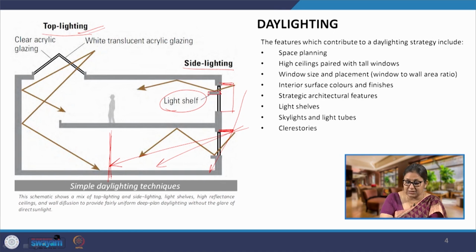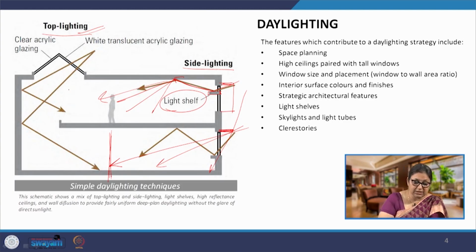So, what we can do there is we can have some features such as this light shelf. We will come to the light shelf in detail in further slides, but what we are really seeing is that we are reflecting the direct incident light to the ceiling, from where it further diffuses and it is a better quality light, plus it is also penetrated deeper, and it is uniformly spread.